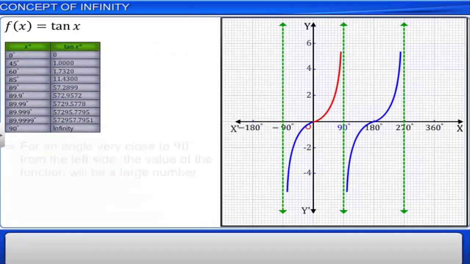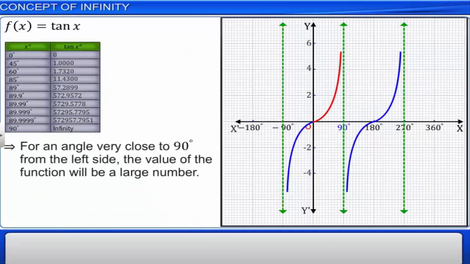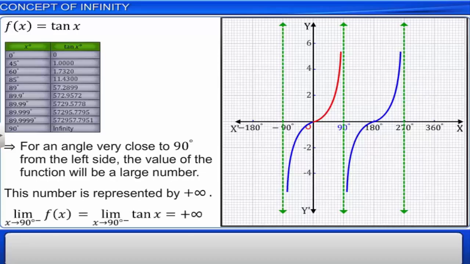This implies that for an angle very close to 90 degrees from the left side, the value of the function will be a large number. This number is a number larger than any given real number and can be represented by plus infinity. Thus, we can say that the limit of tan x as x approaches 90 degrees from the left is equal to plus infinity.